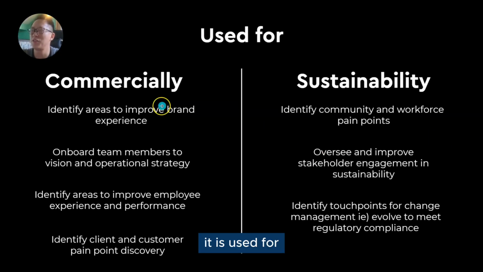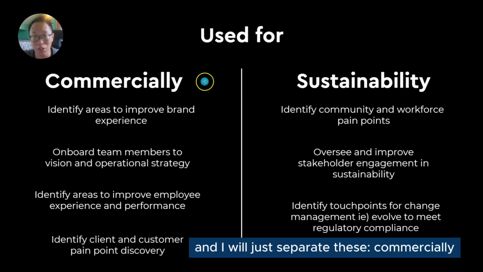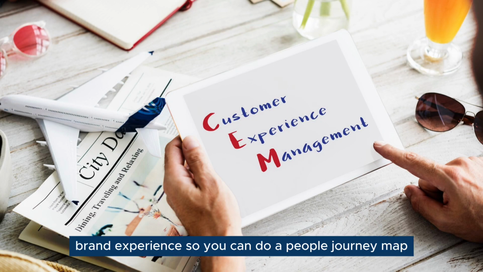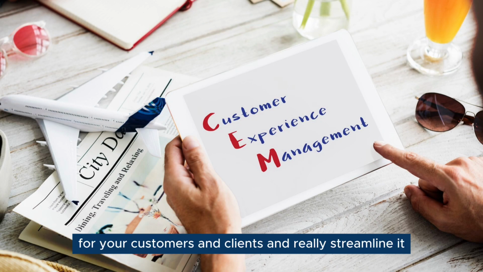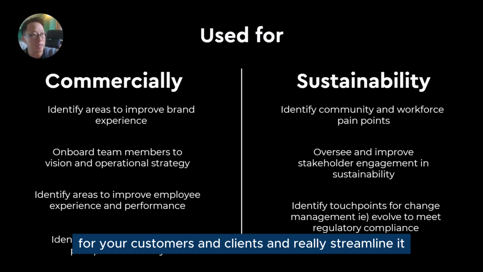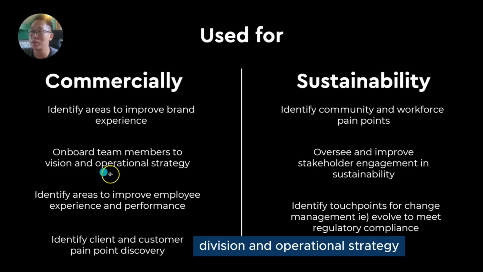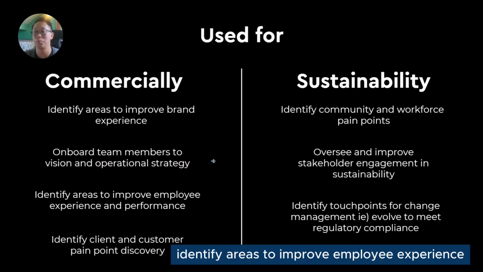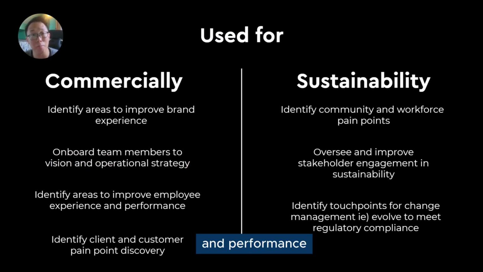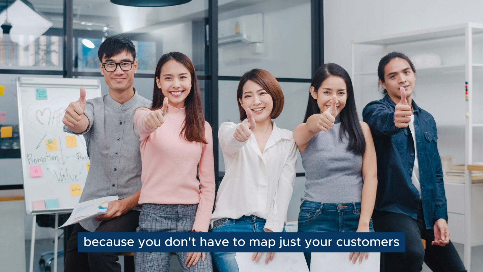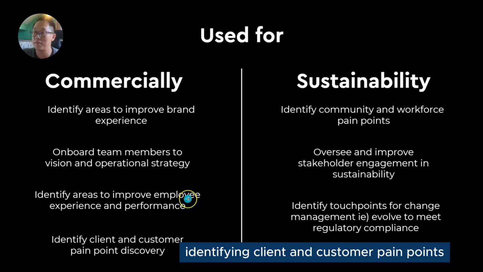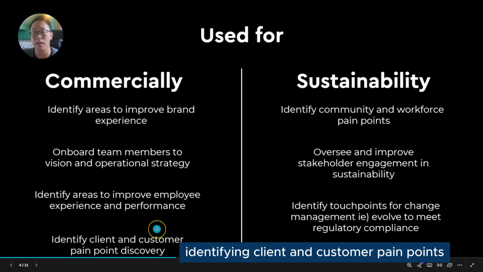So moving forward. It is used for, and I'll just separate these, commercially, it's used to identify areas to improve brand experience. So you can do a people journey map for your customers and clients and really streamline it, or onboard team members to vision and operational strategy, like I just mentioned earlier. Identify areas to improve employee experience and performance, because you don't have to map just your customers, you can map your team as well. And identifying client and customer pain points.